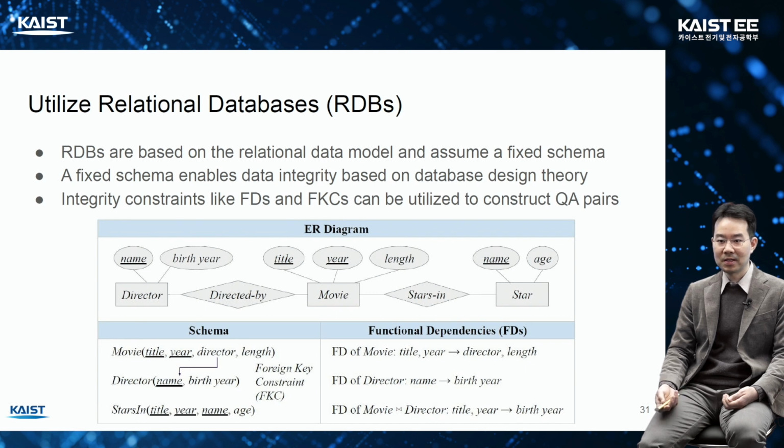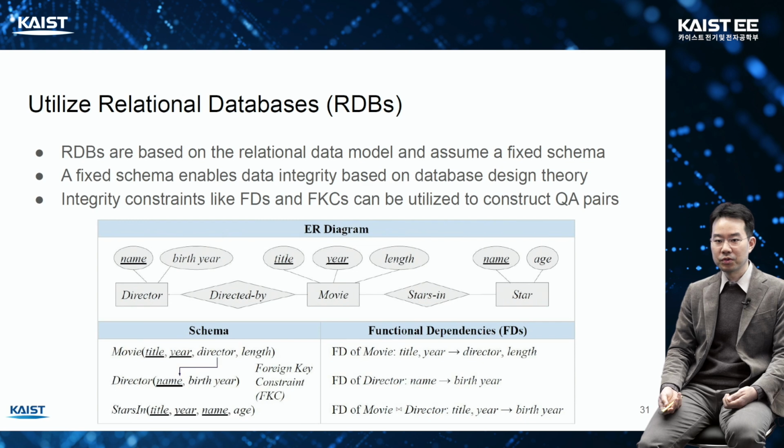For example, you can see that there are three functional dependencies on the bottom right. The first one says that for movies, if two tuples, two records, have the same title and year, then, if you know the title and year, it determines the director and length of the movie. So basically, if you know the title and year, you also know the director and length. And you can see other functional dependencies as shown below.